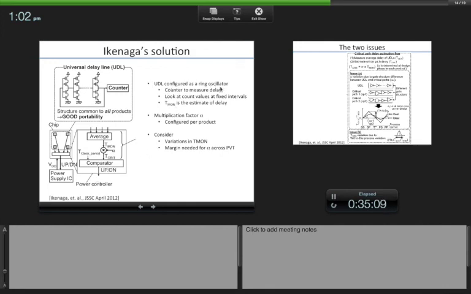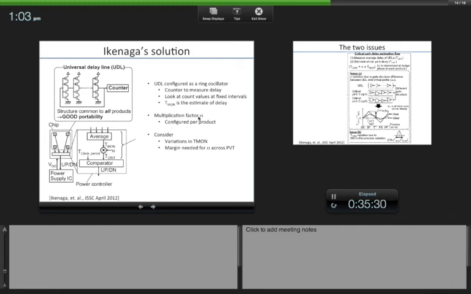So the delay line is configured as a ring with counters used to measure the delay. So it's an all digital approach to measure delay. Whereas if you remember the PLL approach, you basically have a phase lock loop with a charge pump, so it's kind of a semi-analog approach. The other approach with the delay line is also a digital approach.